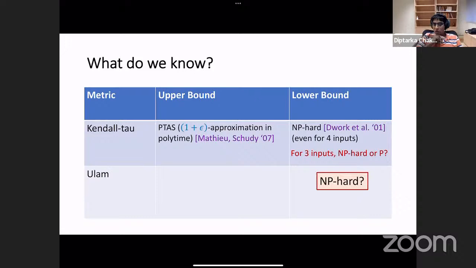So unfortunately, we don't know for Ulam whether it is NP-hard or not. I believe that it should be NP-hard, but I don't know the proof. So you are welcome to come up with some proof.